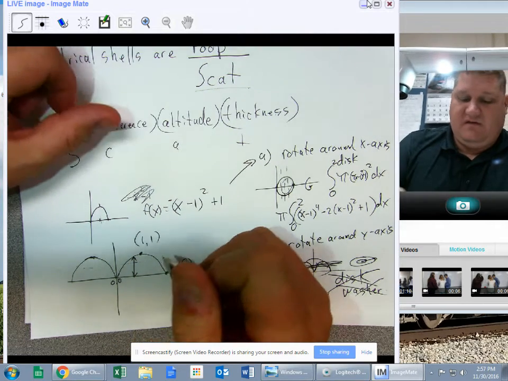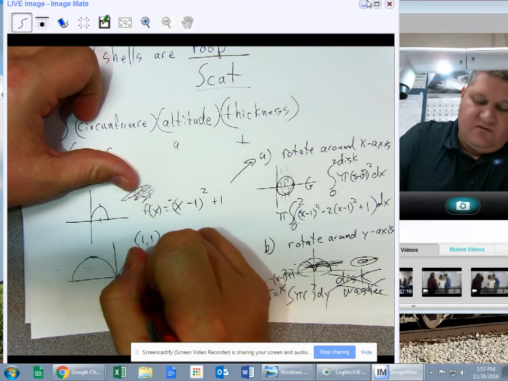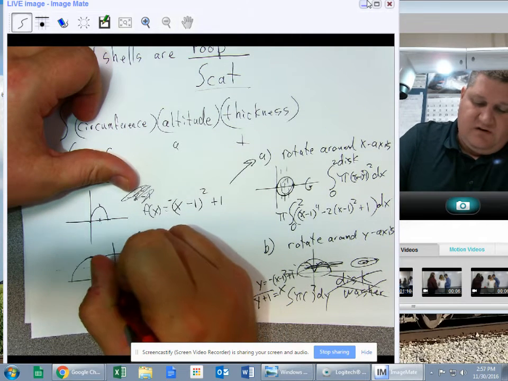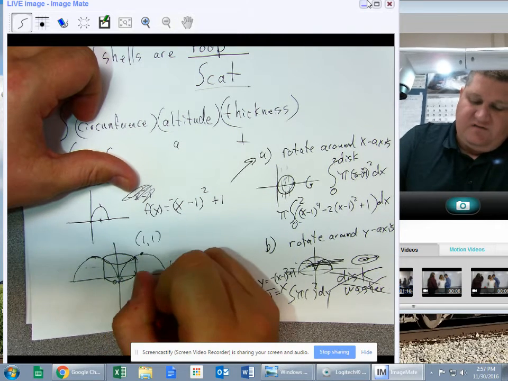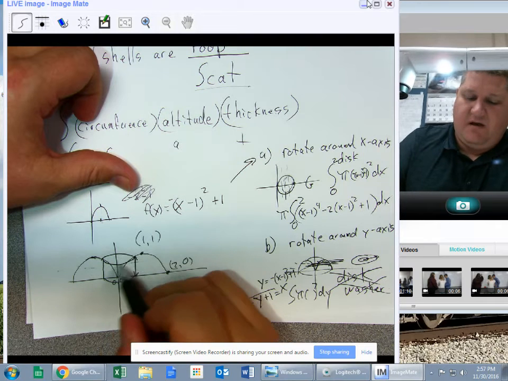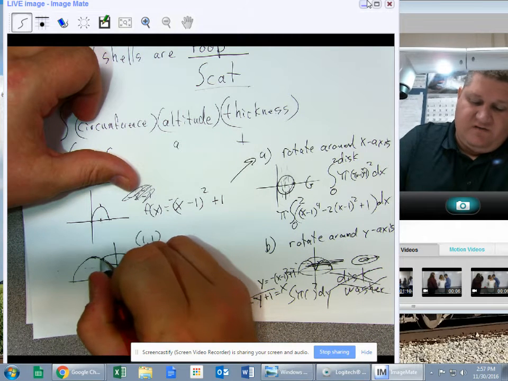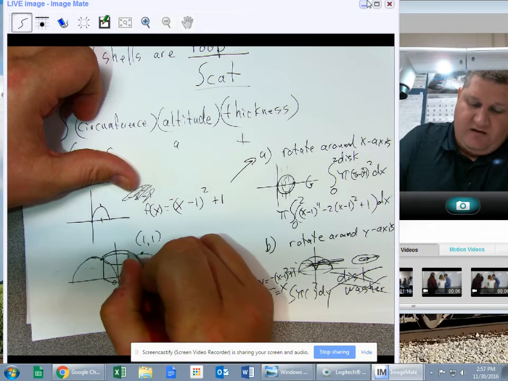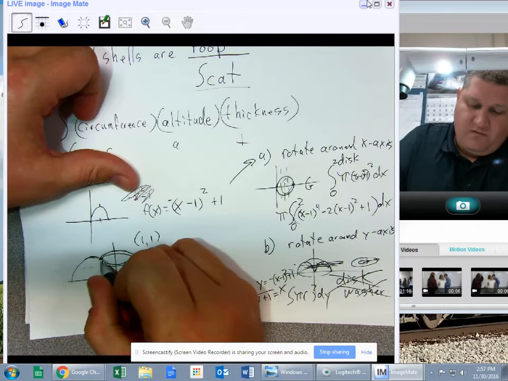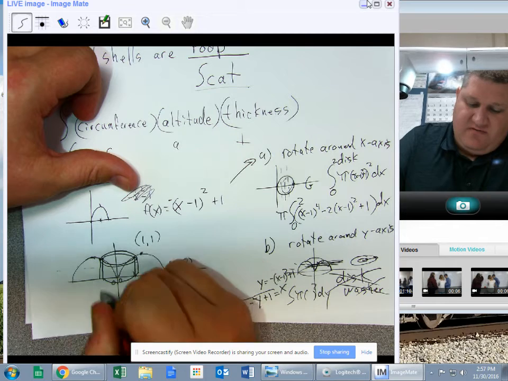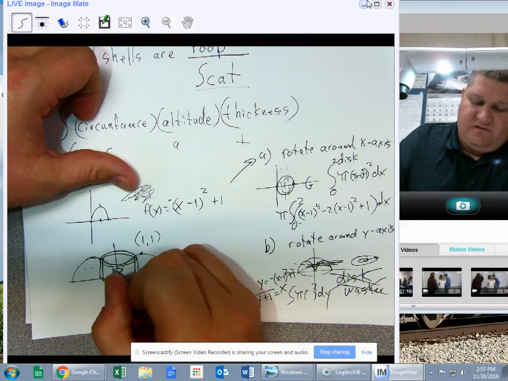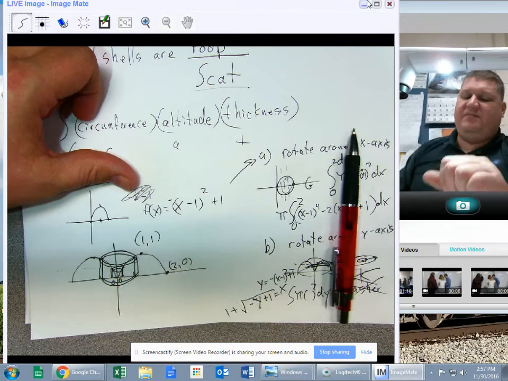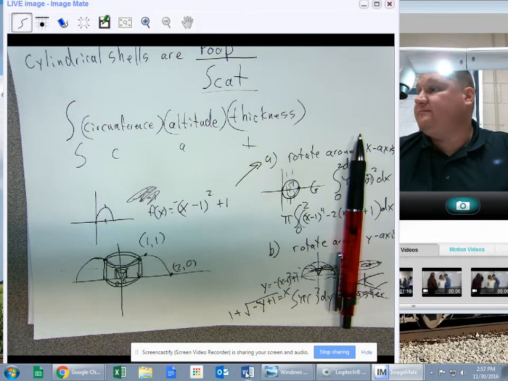What we need is a different way to think about this. The different way is to use cylindrical shells. Cylindrical shells means take a whole bunch of cylinders and stack them up. But you'll notice I can't have this full cylinder because that part in the middle would be filled in. So let's take this cylinder and only make it about that thick. And this way, I can do different size cylinders of different thicknesses and stack those up.